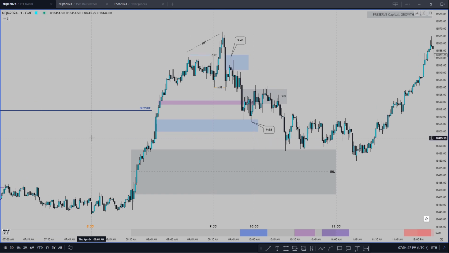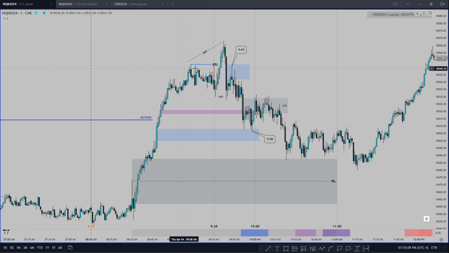Like if you have a very mechanical model, you're looking for this, then this, then this, and I enter here, stop here, take profit here. It's so much easier. But if you're neglecting the part of what's my higher time frame analysis, if you're pulling up to the chart with this 1 minute and you're staring at this, it's not going to do you any justice, especially if you start looking as soon as your kill zone starts.